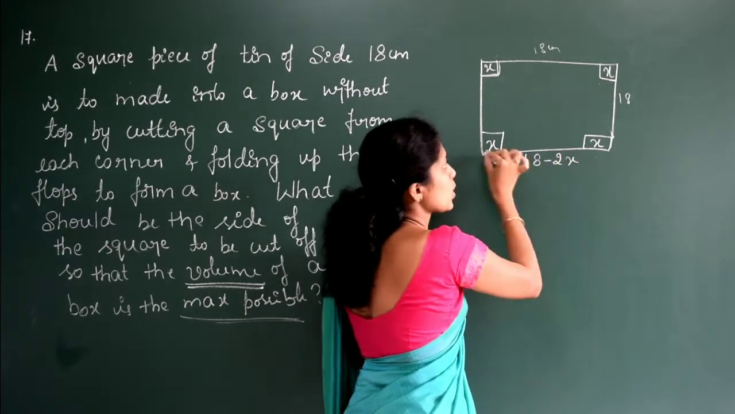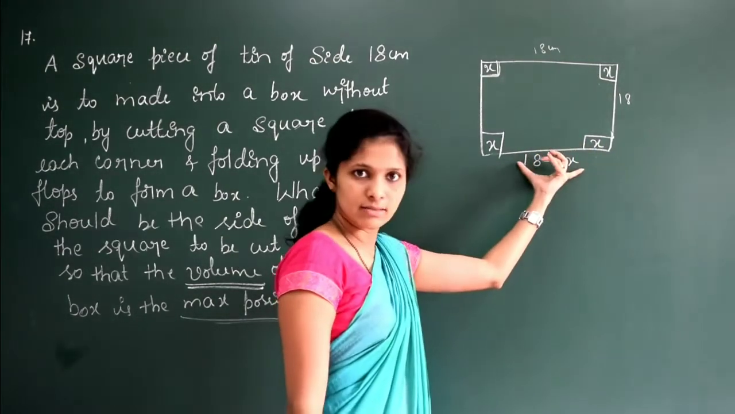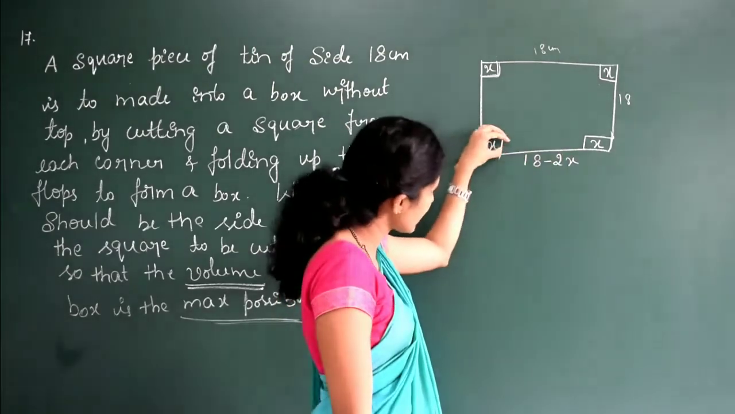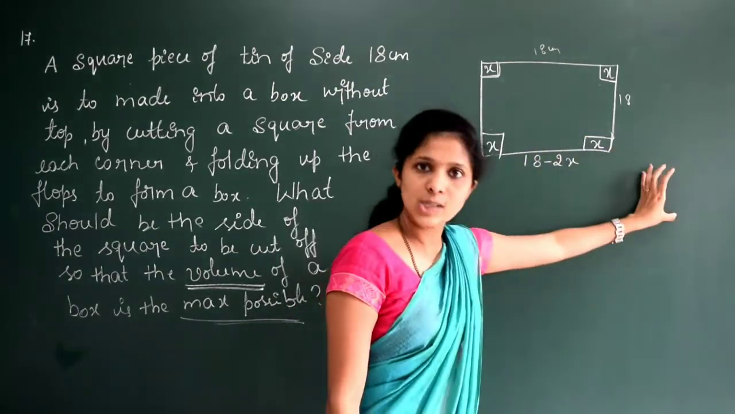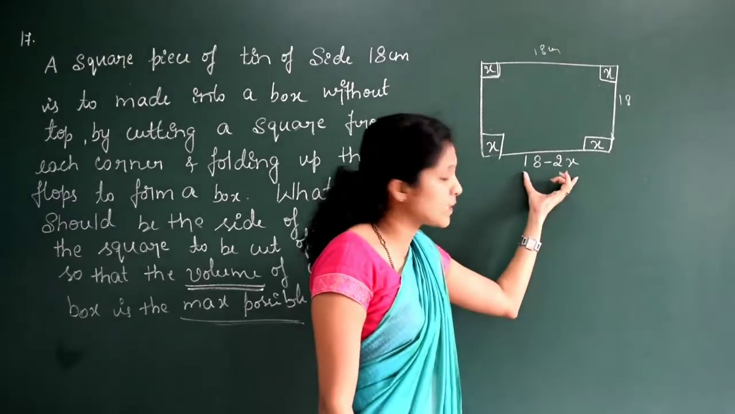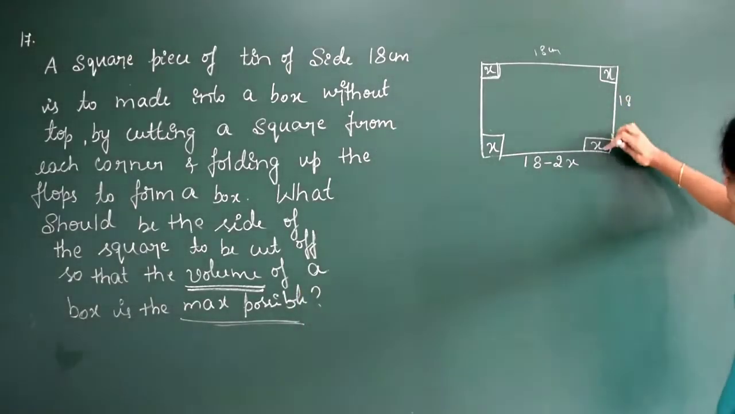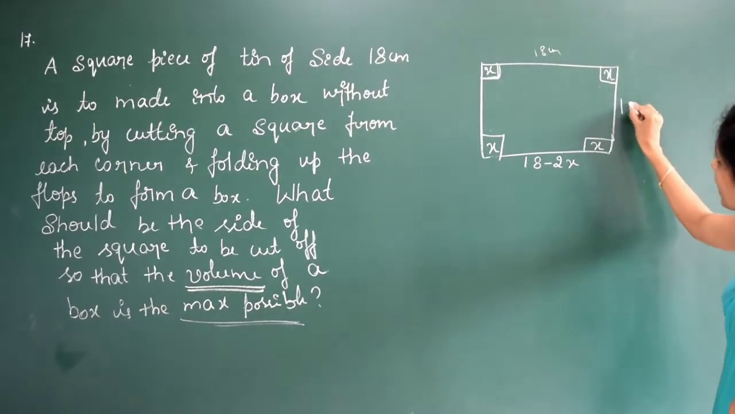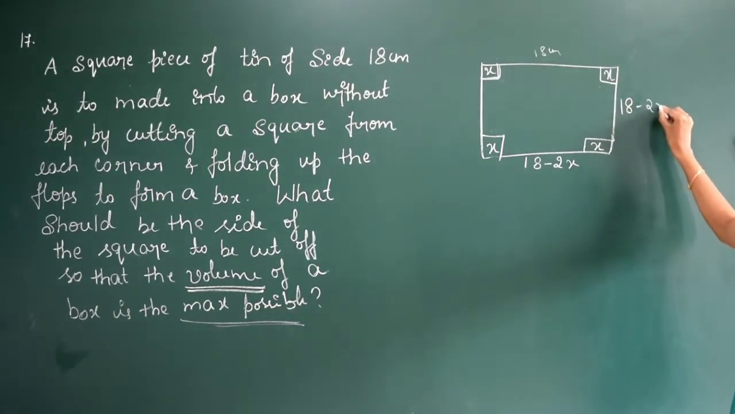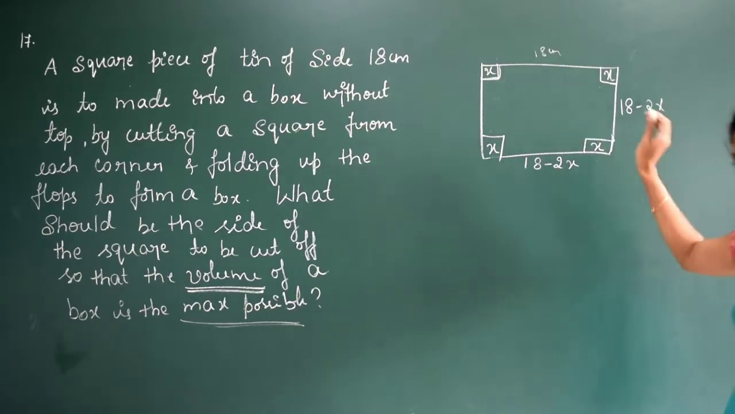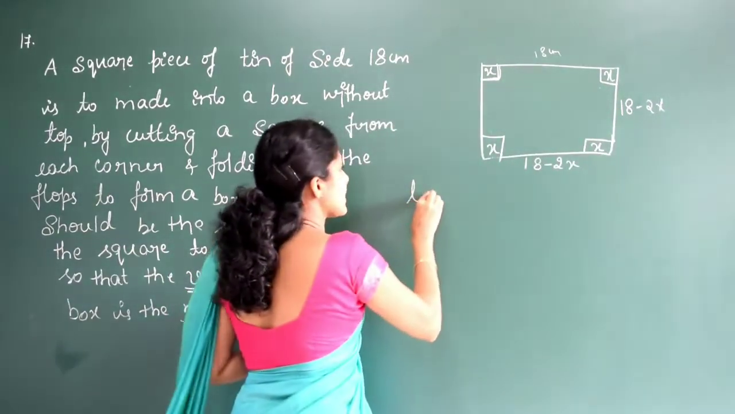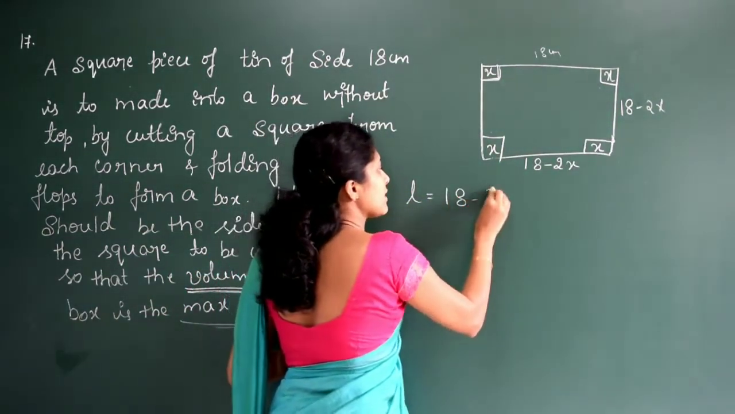Is it clear? Total this side length is 18 cm. We have x centimeter and here also x centimeter. So this length will be now 18 minus 2x, and here total length is 18. So if you cut this one, here also it will be 18 minus 2x. Is it clear?